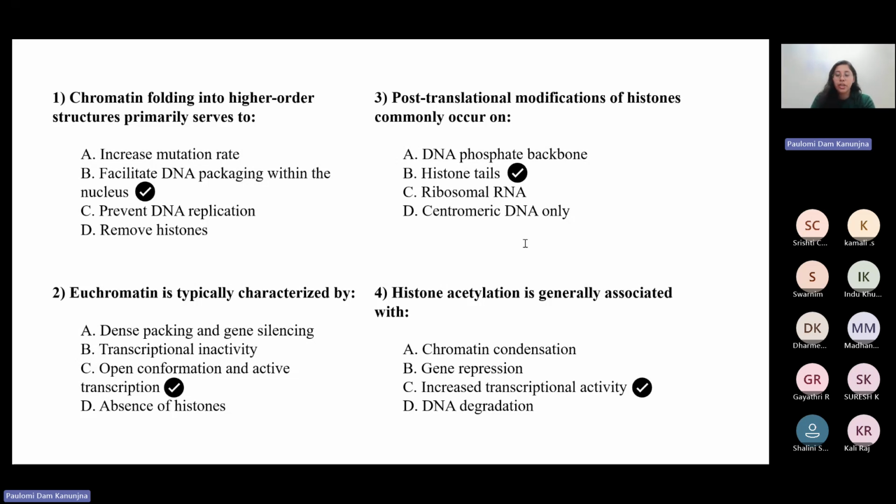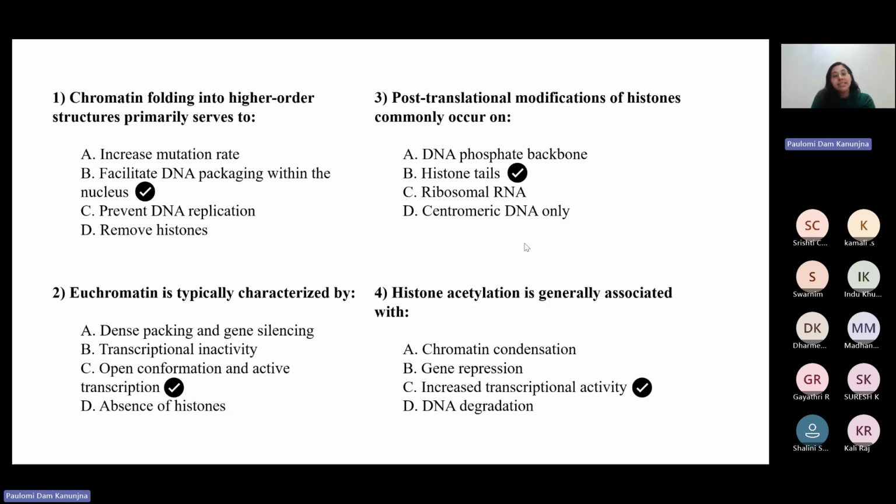right? Okay. PTM or post-translational modification of histones occur in histone tails, as I mentioned while discussing, right? So all these phosphorylation, acetylation, methylation, ubiquitination, whatever you name it, happens on the histone, that too at the N-terminal tails. N-terminal tails, okay? And the last one is histone acetylation is generally associated with increased transcriptional activity.